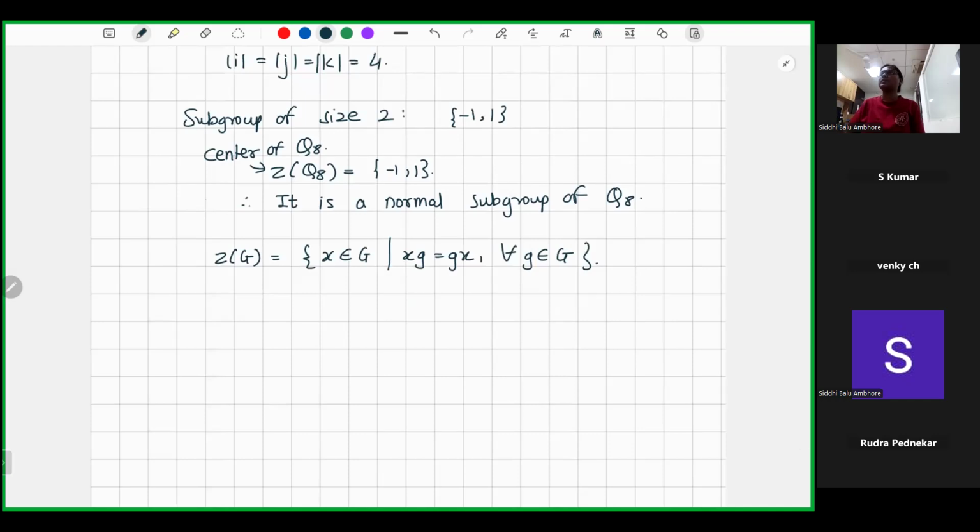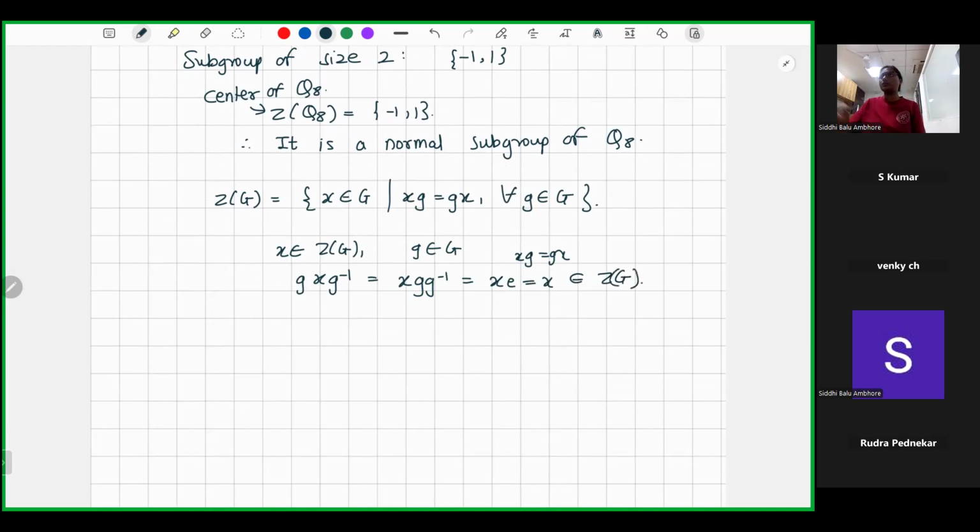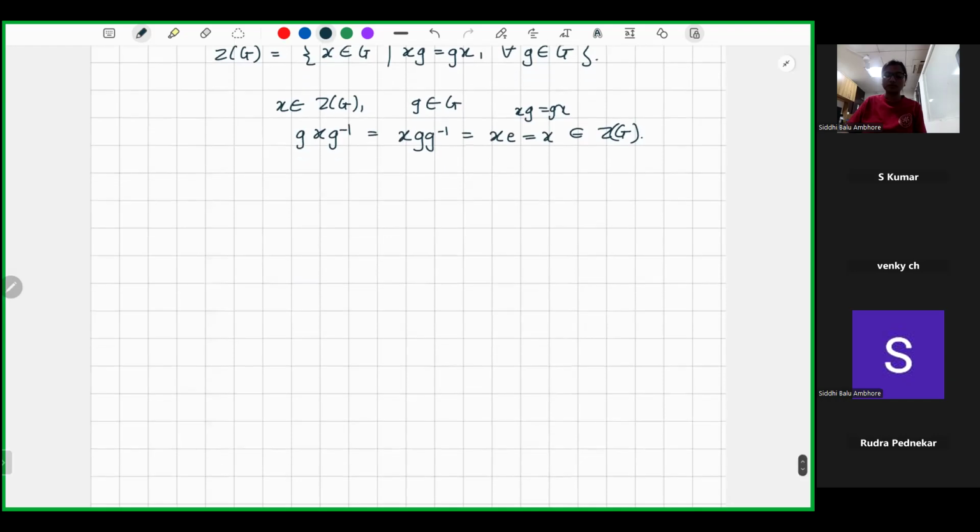Okay, and Z(G) is always a normal subgroup, because if I take any element x from this Z(G) and g in G, then gxg inverse will be, since this commutes, xg equals gx for all g. Again, the same argument which we had for the abelian case will hold here, and this is x into e, and this x will again belong to Z(G). Okay, so this happens with the center of a group.